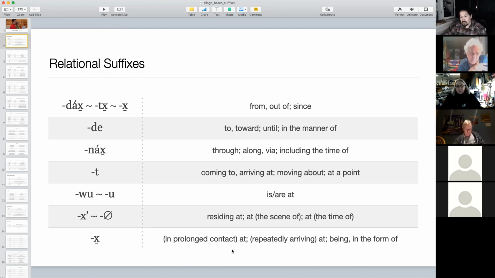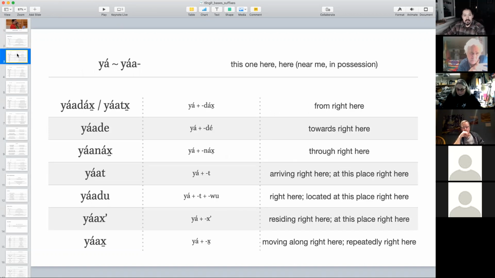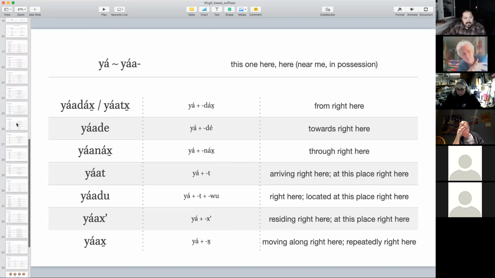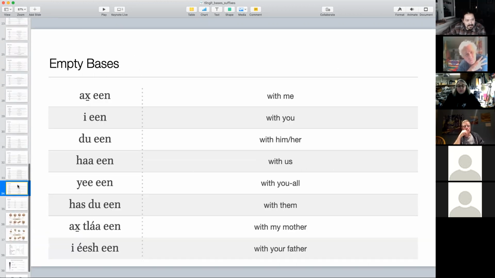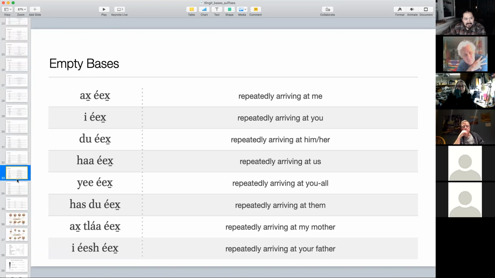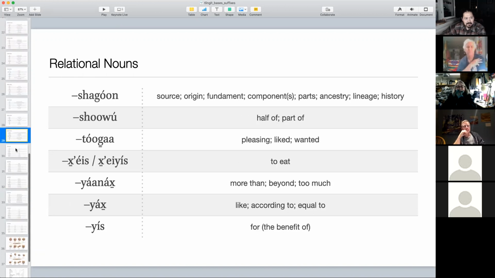And then this one is also at, but it usually means going there repeatedly or moving around. There's also an N, I guess I forgot that one. It means with. So I'm gonna skip ahead a bit and find this one.